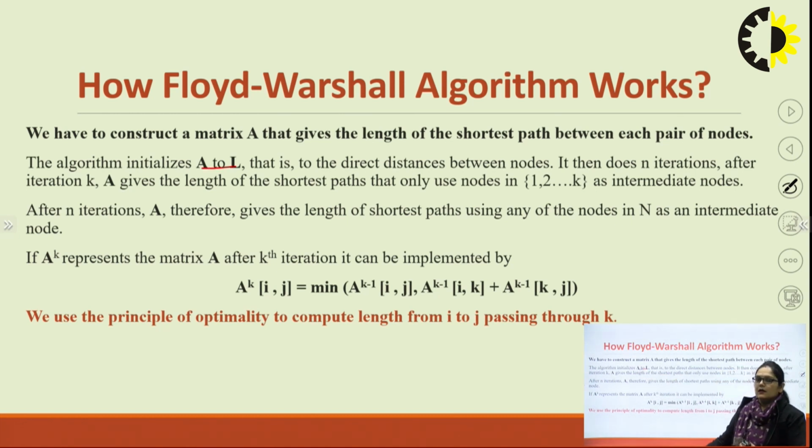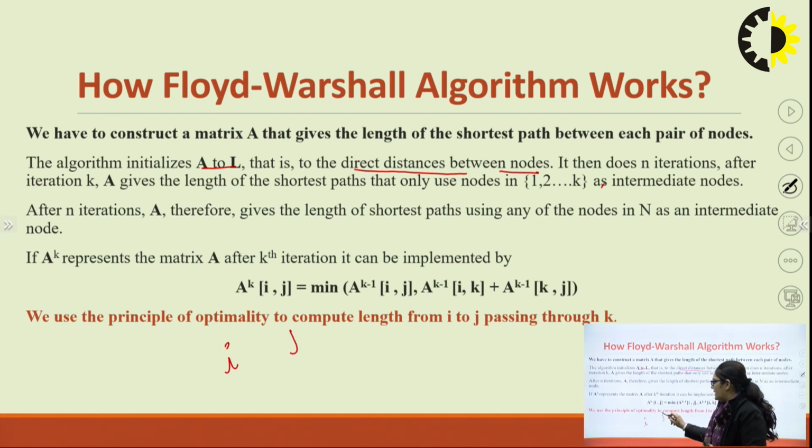What is L here? Basically, we have to calculate the direct distances between every pair of the nodes. For example, we have a source node I and a destination node J. Then we consider the cost of the edge which is directly connecting the nodes I and J. It means we are considering the path length 1. We are checking whether they are directly connected or not. If they are directly connected, then their cost will be written in the matrix. Otherwise, we will write infinity at that particular cell.